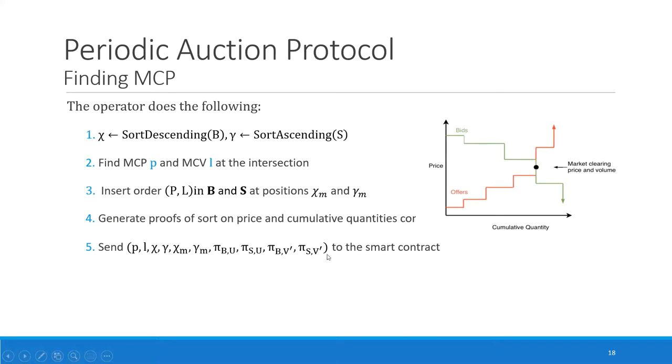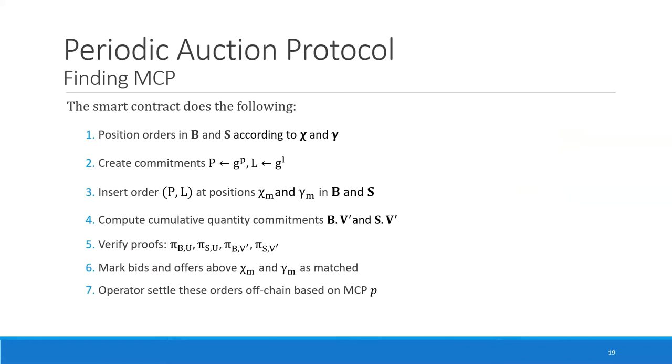And here we have four proofs, and they are aggregate proofs over the commitments of prices on buy orders, the commitments of prices on sell orders, and the commitments of cumulative quantities. So the cumulative quantities, we can compute commitments for them by utilizing the homomorphic property of Pedersen commitments.